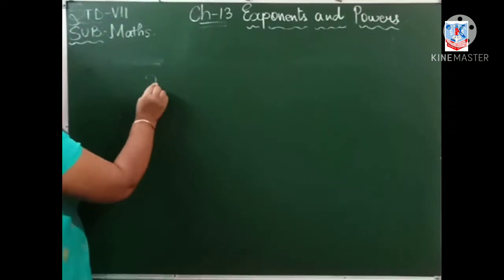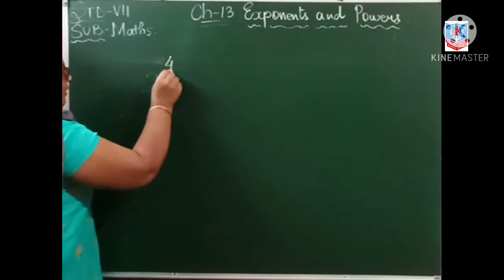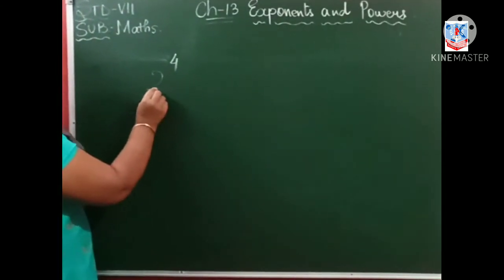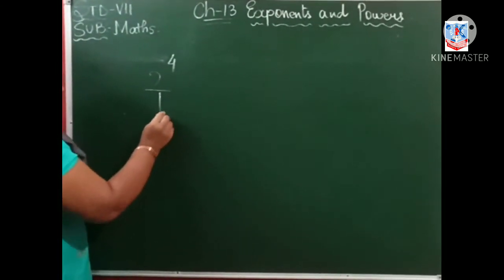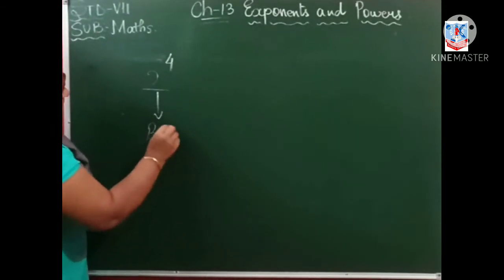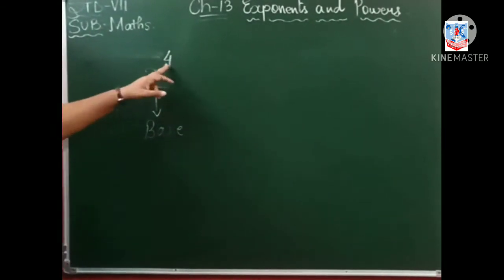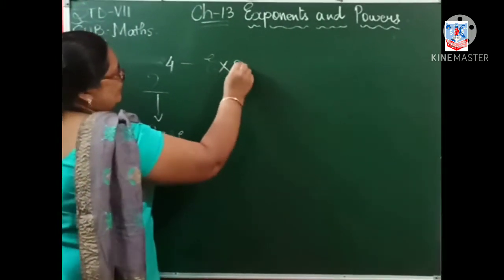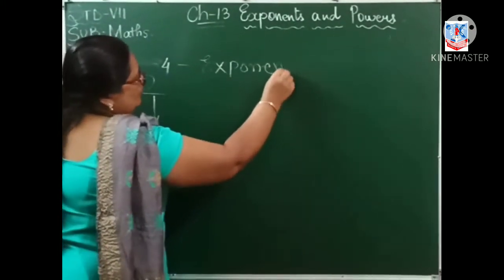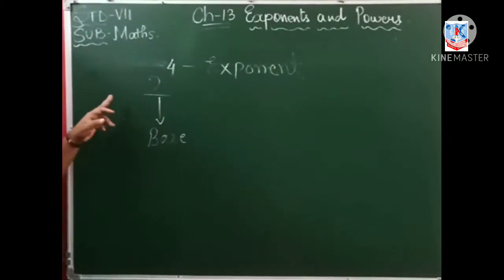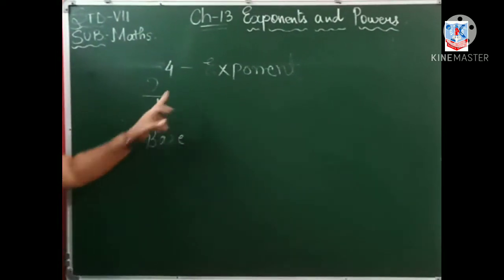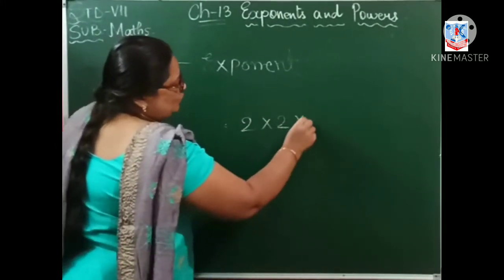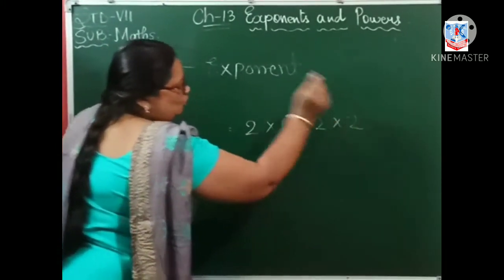Now, see, 2 raised to 4. Now, see, this 2 is called the base, and this 4 is called the exponent. This means 2 is to be multiplied 4 times: 2 into 2 into 2 into 2.